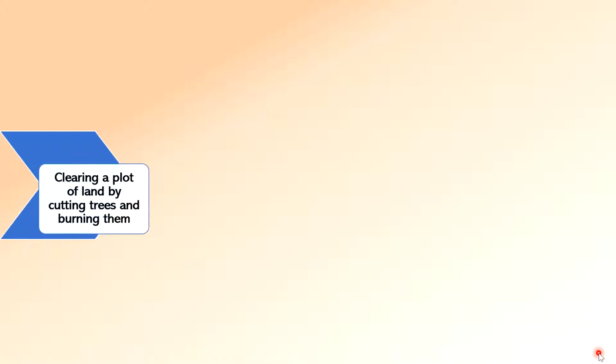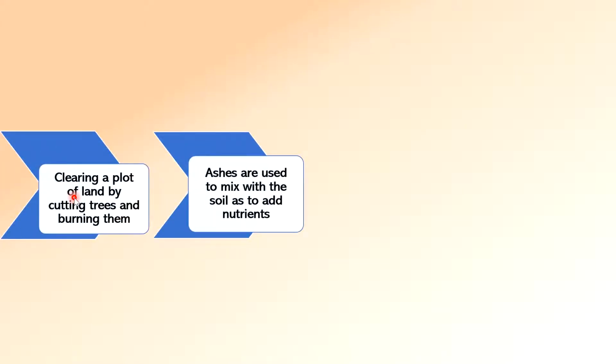Then now let's know about the process, right? First of all, a plot of land is cleared by cutting trees and burning them. So first of all, a plot of land is cleared how? By cutting trees and burning them. Now, what is the need of burning the trees? First of all, why is it burnt? Because the ashes are used to mix with the soil to add nutrients. So the soil can be more fertile and the agriculture can be fruitful. That's why ashes are mixed in it.